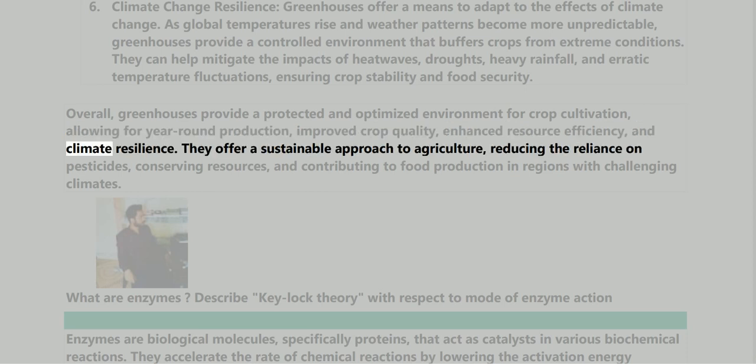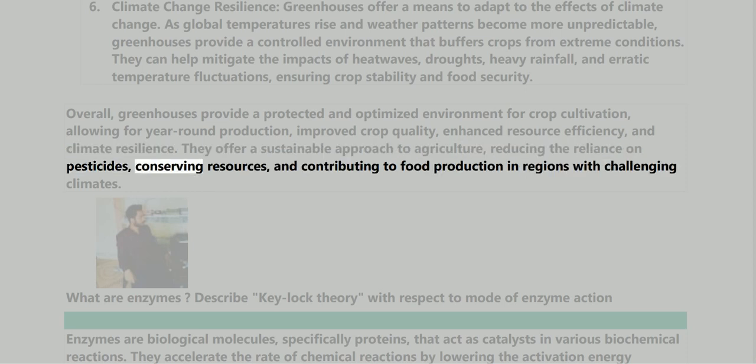They offer a sustainable approach to agriculture, reducing the reliance on pesticides, conserving resources, and contributing to food production in regions with challenging climates. What are enzymes?